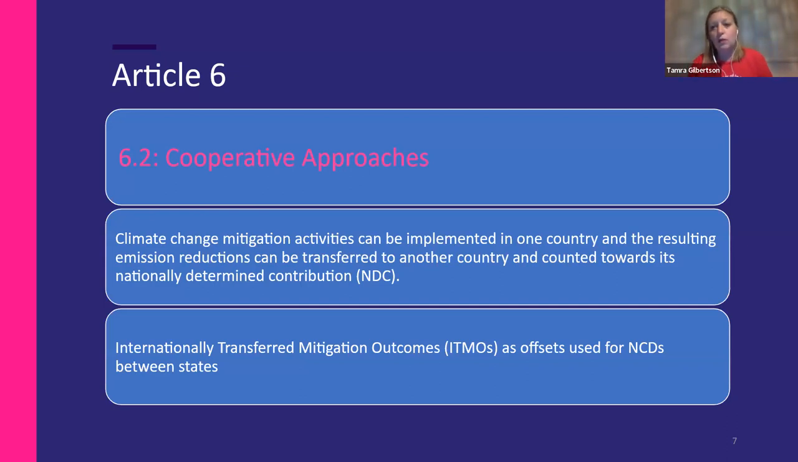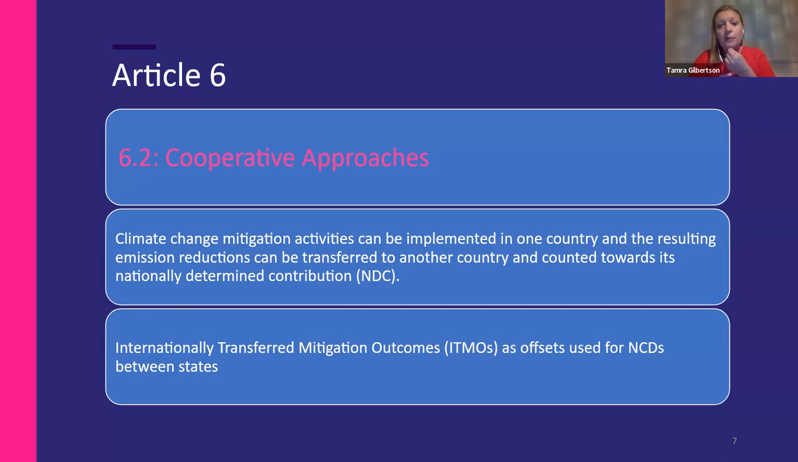Within 6.2 as well is what's called cooperative approaches. This is basically where countries will aim to meet their nationally determined contributions, or their level of reductions of emissions, through buying, selling and trading what are called ITMOs, internationally transferred mitigation outcomes, which essentially function like offsets. So this Article 6.2 will be a database where countries can say, well, we've met our nationally determined contributions and we can put our ITMOs up into this database system for other countries to buy to meet their nationally determined contributions. Or the opposite could be true, where a country may not be able to meet its NDCs and can buy and purchase an ITMO on this database.